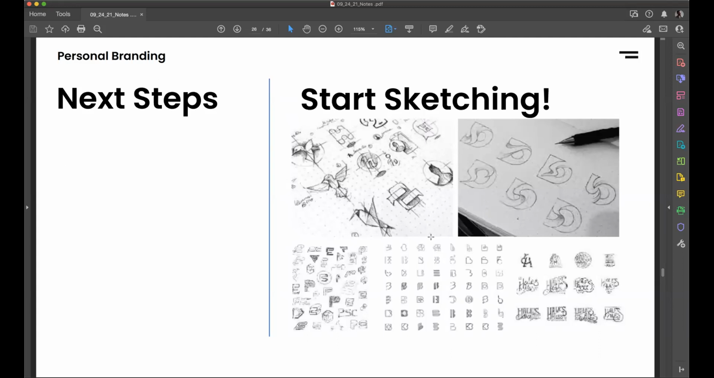Any questions or any hurdles? Has anybody tried this before and they just haven't been able to match what they wanted to do in their self-branding?